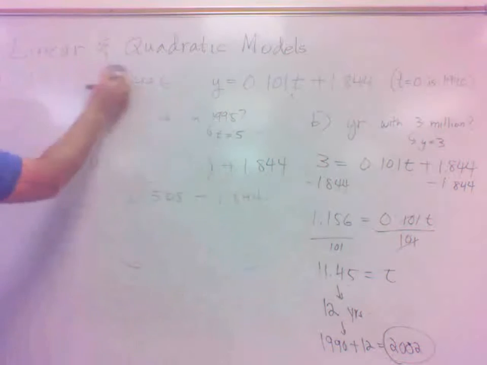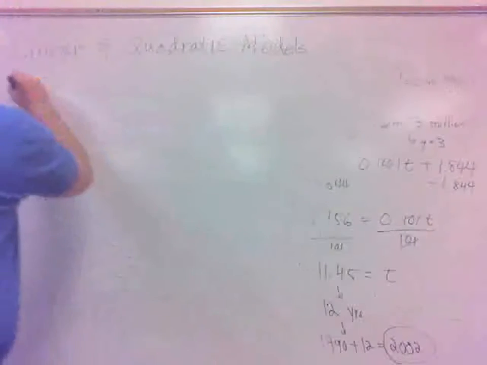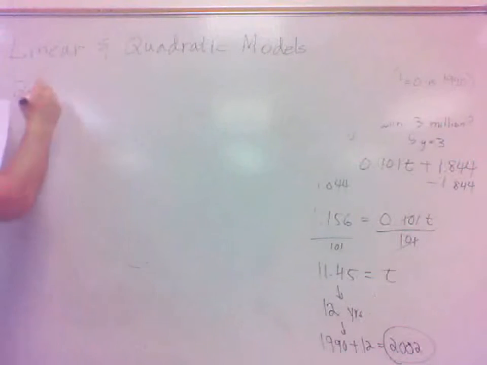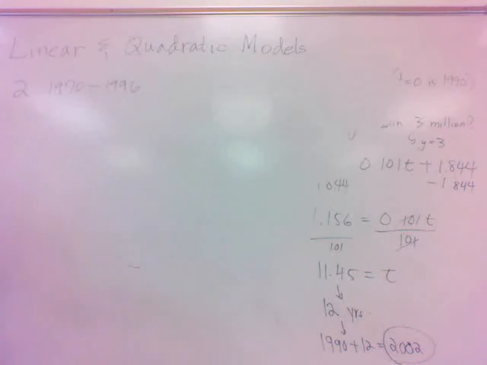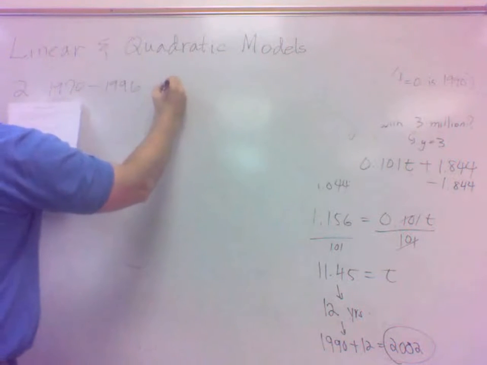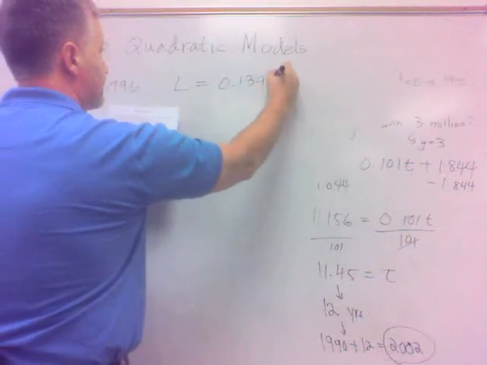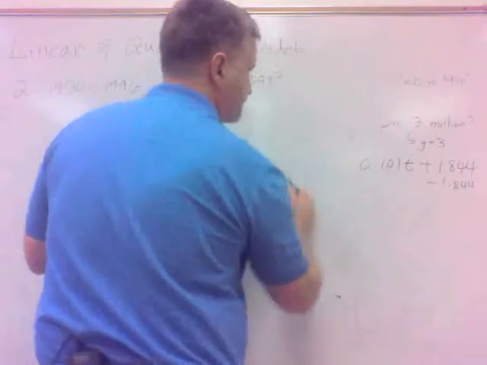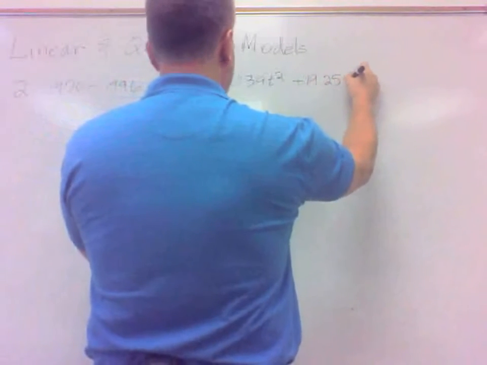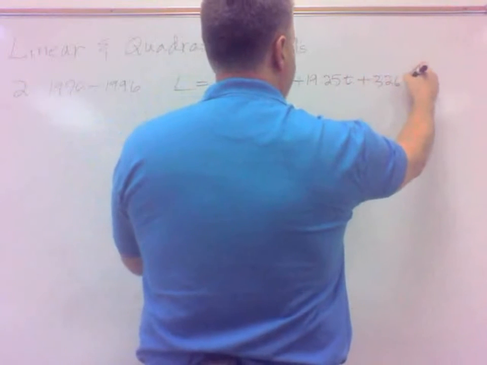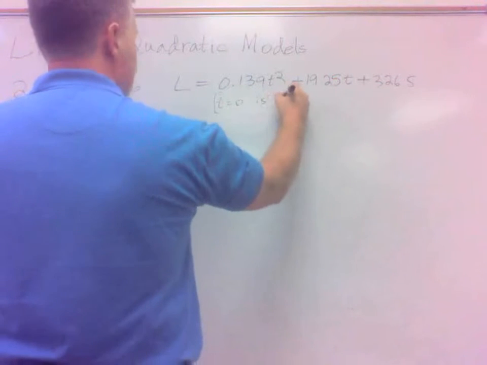All right. Well, let's look at number 2 on the handout. This one has from 1970 to 1996 the number of lawyers in thousands in the U.S. modeled by this formula, this equation. L equals 0.139 t squared plus 19.25 t plus 326.5, where in this case t equals 0 is 1970.